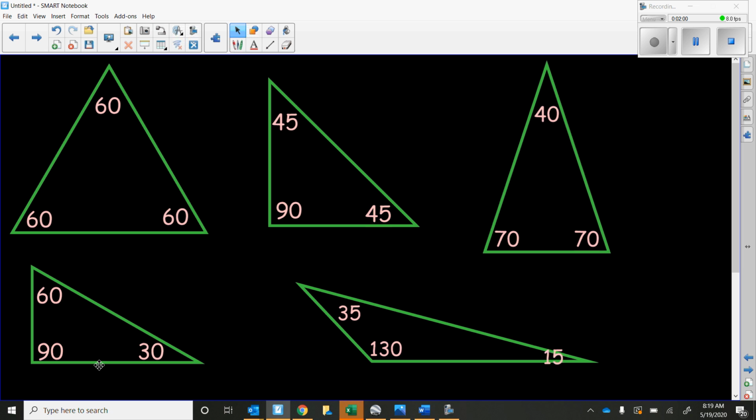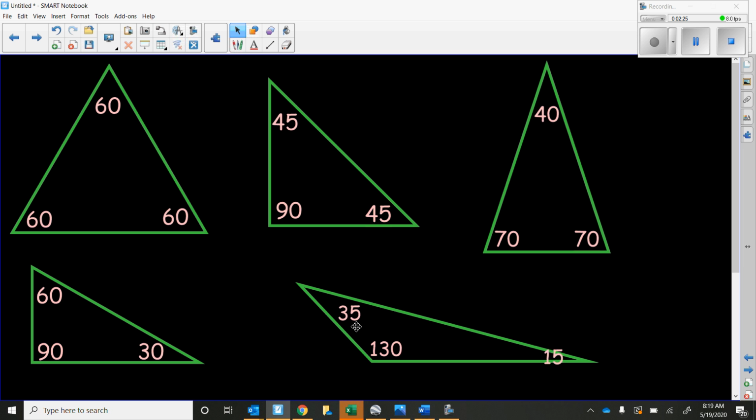Down in the bottom left corner, we have what we call a right scalene triangle, because it has a right angle and the sides are different lengths. All 3 sides measure different lengths. So this is a right scalene triangle. And finally, we end with an obtuse scalene triangle. It has an obtuse angle in it, and all 3 sides are different lengths.